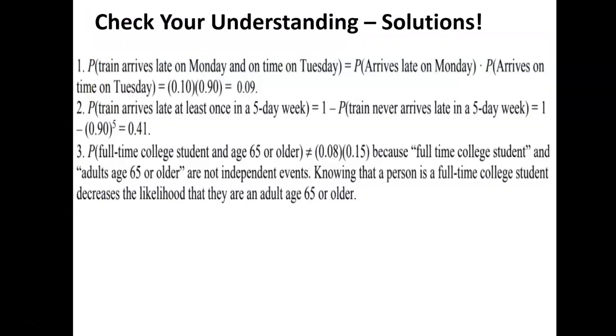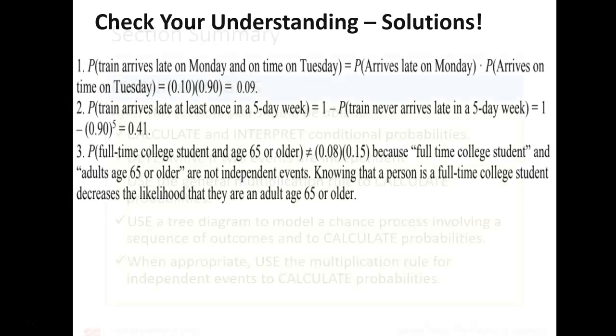And the answer is no, because they are not independent, right? You can be an adult 65 or older and a college student, and it doesn't tell you whether or not they are. So knowing that a person is a full-time college student is going to decrease the likelihood that they are an adult, age 65 or older. So they're not independent events, which is why we couldn't just simply multiply their straight probabilities together. In order to calculate that event, we would have to know the conditional probability of the full-time college student given that they're 65 or older, or a reverse of that, which we don't know.